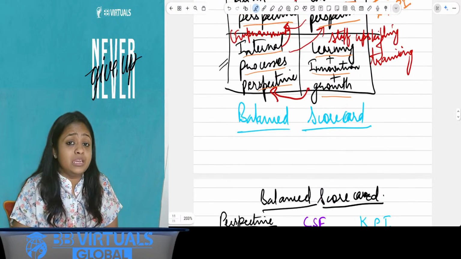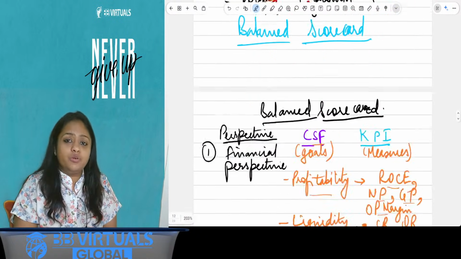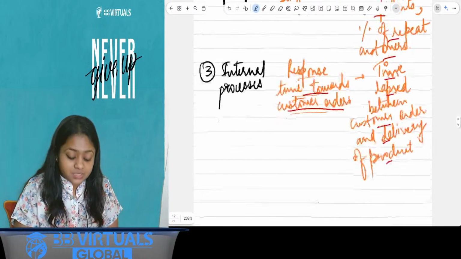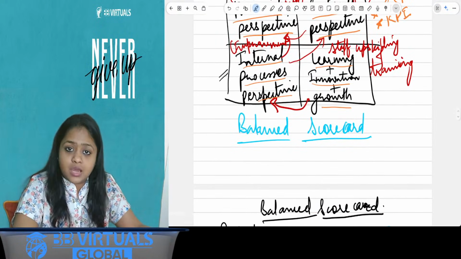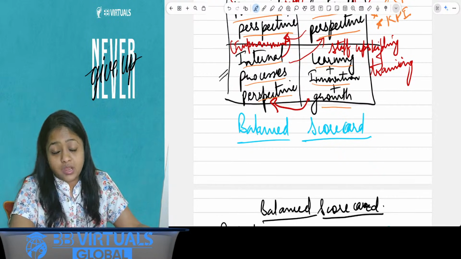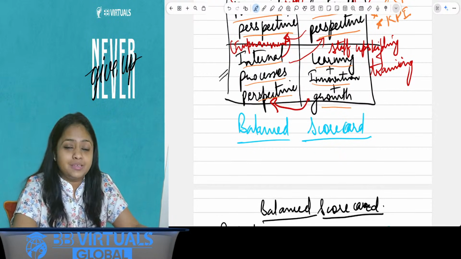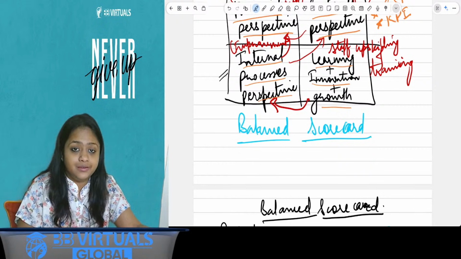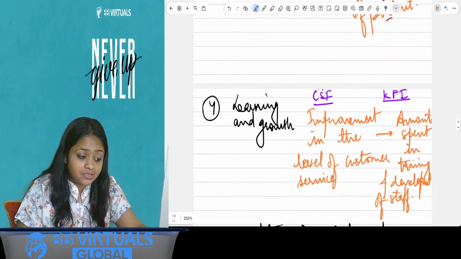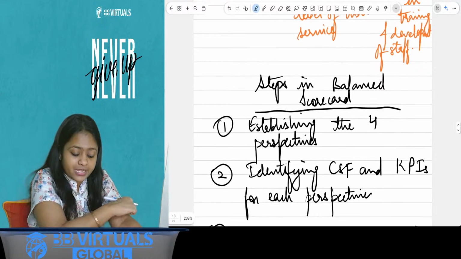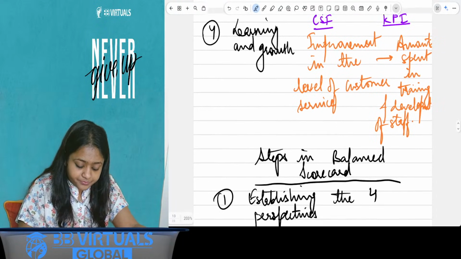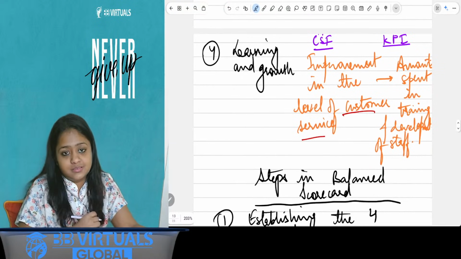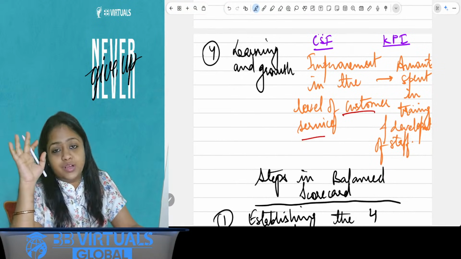Next is learning, innovation and growth. Learning, innovation and growth basically looks into how we are doing the training of the staff, what innovations are brought in, how we are upskilling the staff. Simply it means how the staff is upskilled by giving them regular training. So what is the goal here? Let's say the goal here is improvement in the level of customer service.